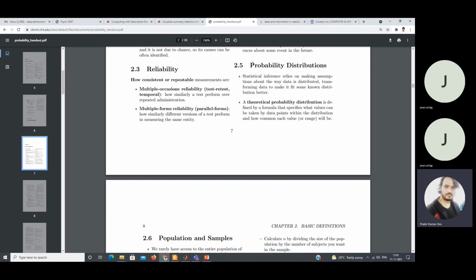But we are interested in probability distribution. I think ma'am has taught you. A probability distribution is defined by a formula that specifies what values can be taken by data points within the distribution and how common each value will be.